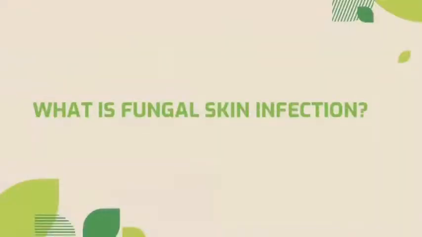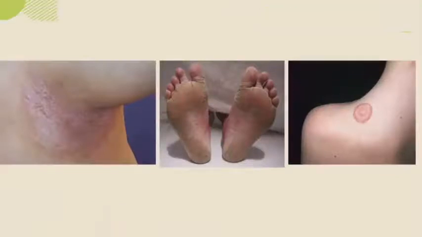What is fungal skin infection? A fungal infection, also called mycosis, is a skin disease caused by a fungus. There are millions of species of fungi. They live in the dirt, on plants, on household surfaces, and on your skin. Sometimes they can lead to skin problems like rashes or bumps.